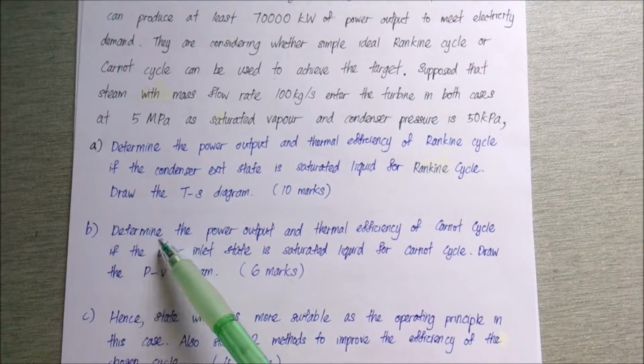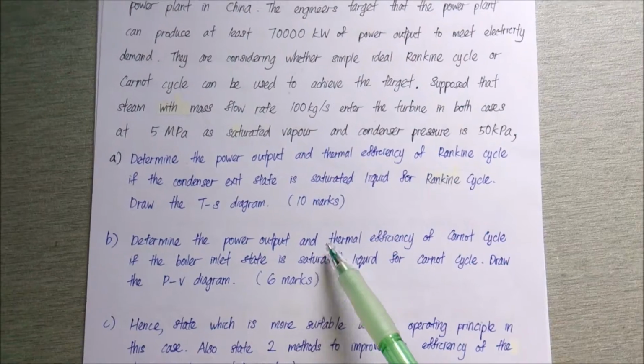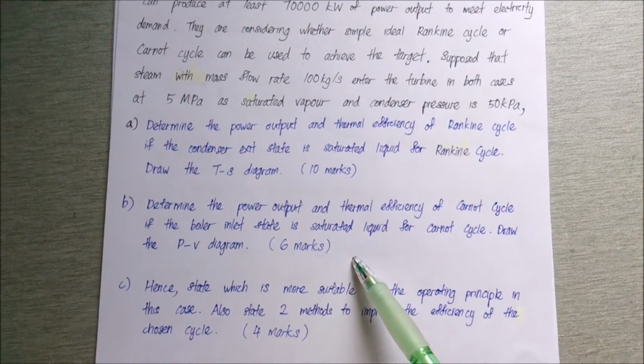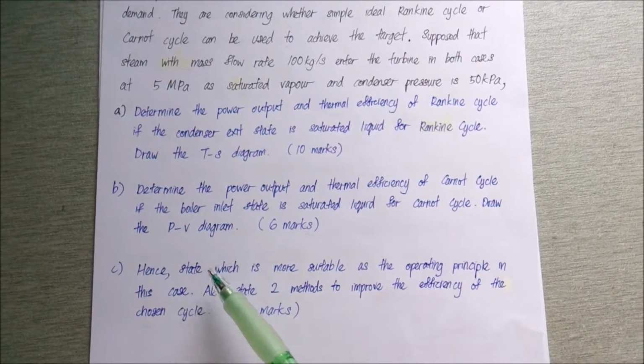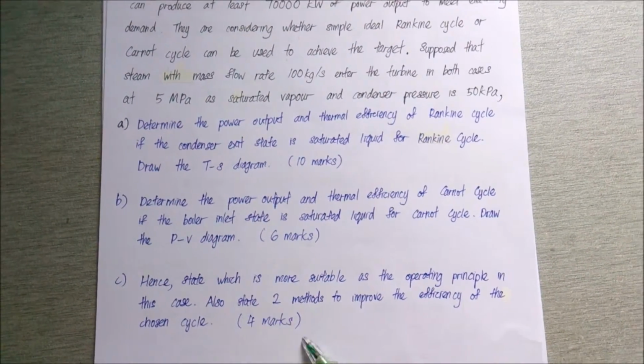And for part B, determine the power output and the thermal efficiency of the Carnot cycle if the boiler inlet state is saturated liquid for the Carnot cycle, and draw the PV diagram. Hence, state which is more suitable as the operating principle in this case. Also, state two methods to improve the efficiency of the chosen cycle.